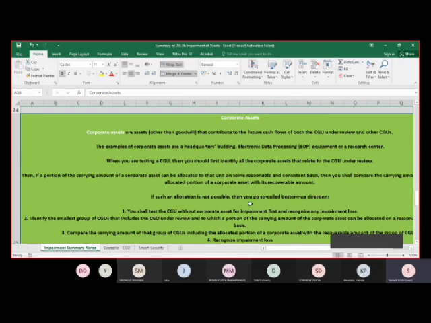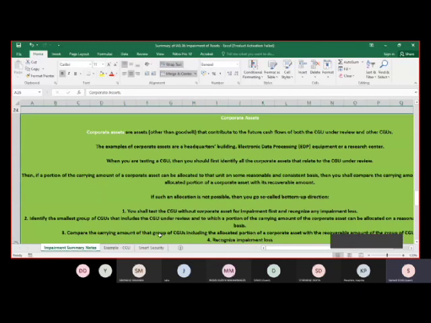If such an allocation is not possible, then you go the so-called bottom-up direction. The bottom-up direction is explained below. They are saying you shall test the CGU without the corporate asset for impairment first, and then recognize any impairment loss first. That's what you must do.